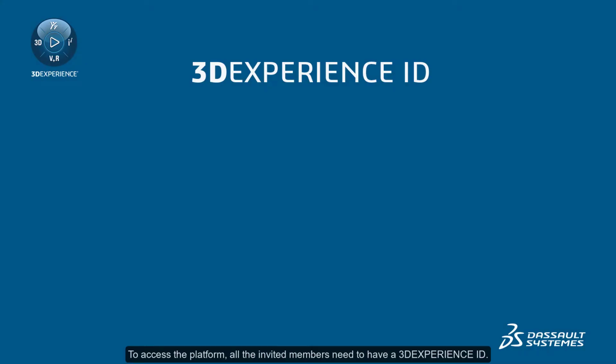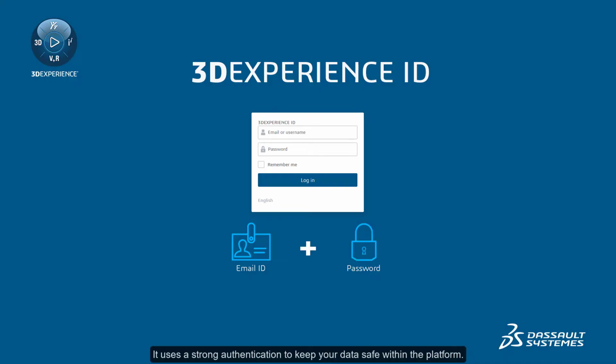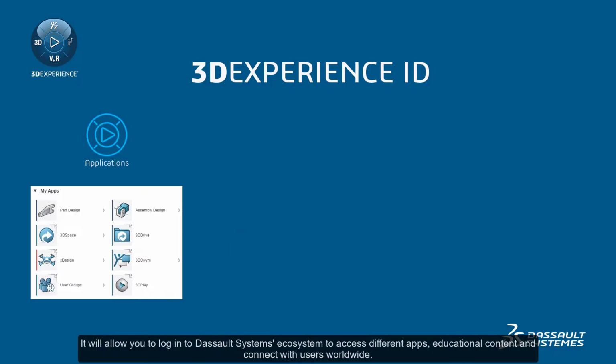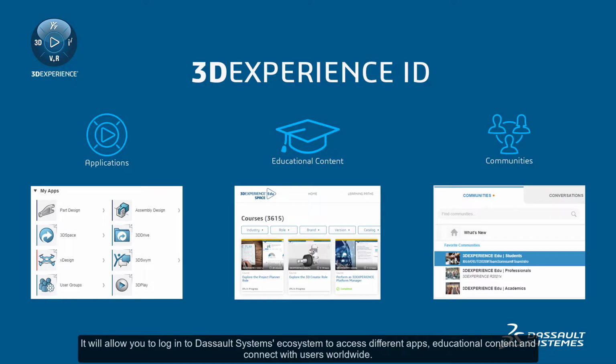To access the platform, all the invited members need to have a 3D Experience ID. It is a unique identifier, created from the email address used to invite you on the platform. It uses a strong authentication to keep your data safe within the platform. It will allow you to log into Dassault Systèmes ecosystem, to access different apps, educational content, and connect with users worldwide.